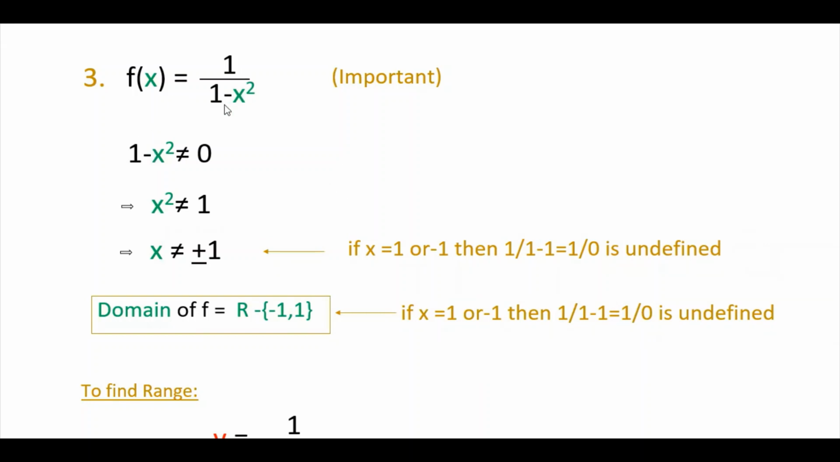f of x is equal to 1 by (1 minus x square). So here you have to check the domain values. Here it is in the denominator, so it should not be equal to 0. 1 minus x square is not equal to 0. Therefore, x square is not equal to 1. Therefore, x is not equal to square root of 1, that is plus or minus 1. So except plus 1 and minus 1, all the remaining real numbers are the domain of the function. So the domain of this function is R minus {minus 1, 1}. This is the domain of this function.